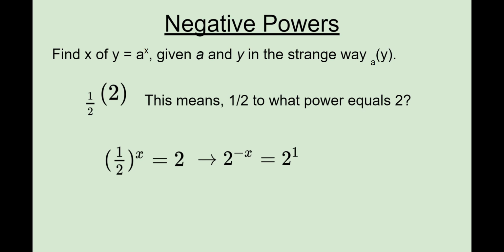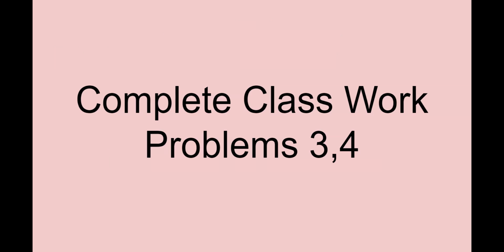Negative exponents. Well, 2 to the negative x equals 2 to the 1. So in order for negative x to be 1, x has to be negative 1. So 1/2 to the negative 1 equals 2. And in this regard, you can really see how a negative 1 is just a reciprocal. So 1/2 to the negative 1 is just 2, the reciprocal of 1/2. Okay, so let's stop this. You want to complete classwork problems 3 and 4.